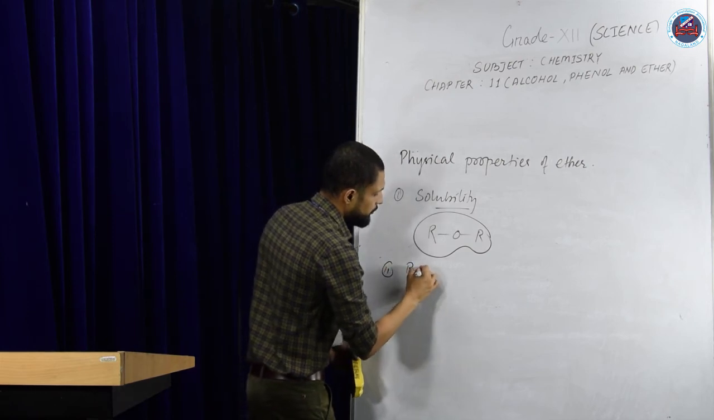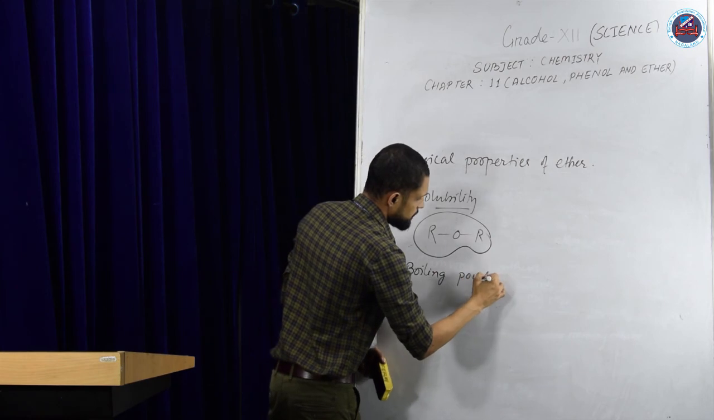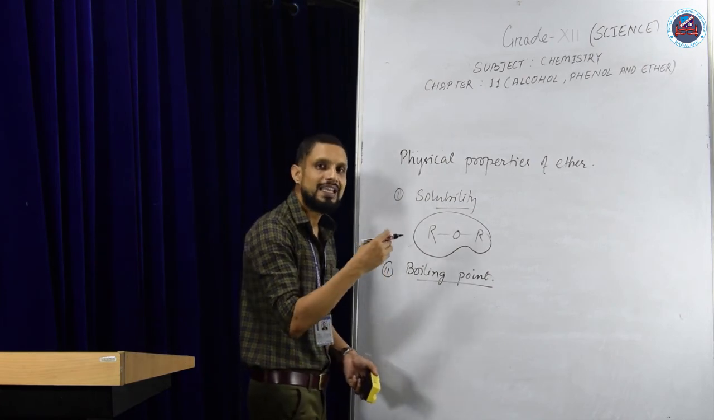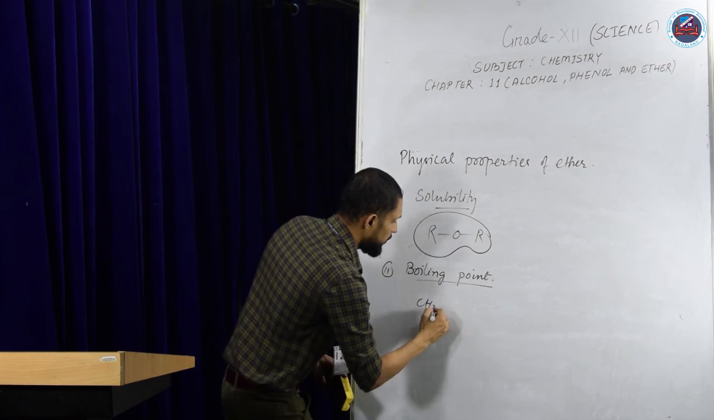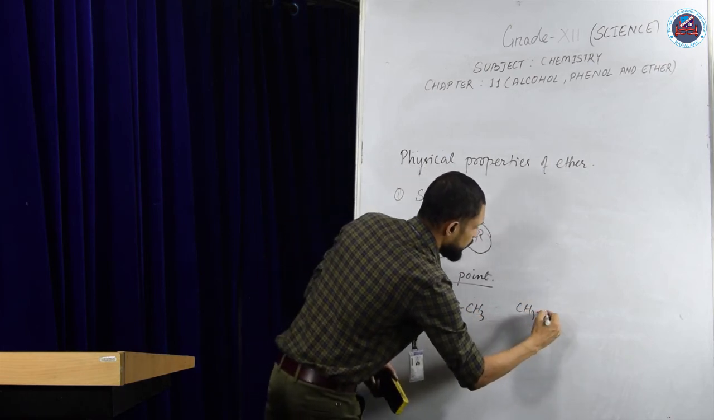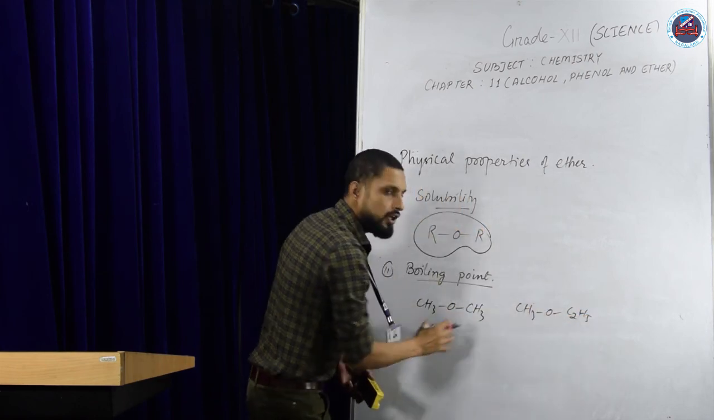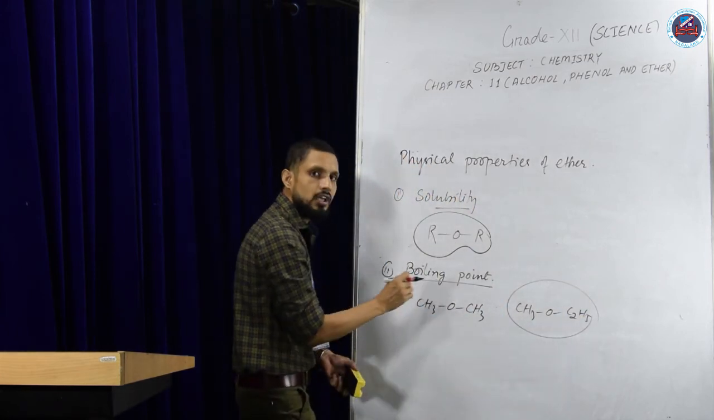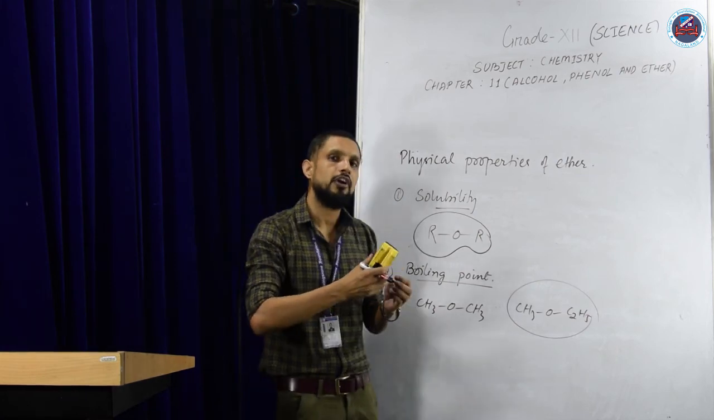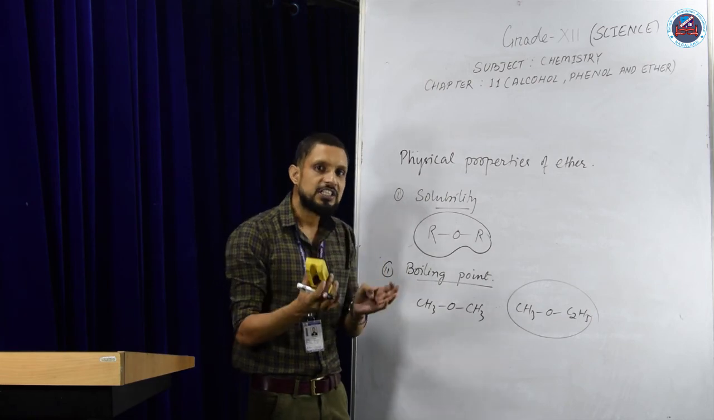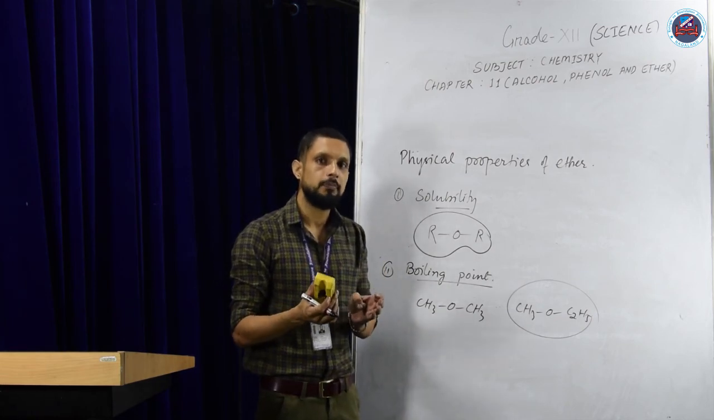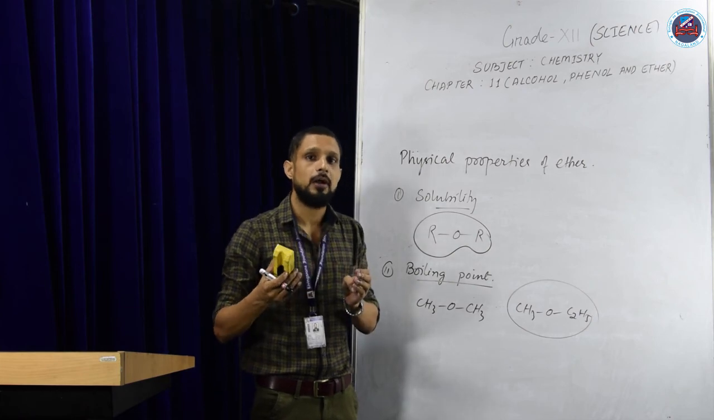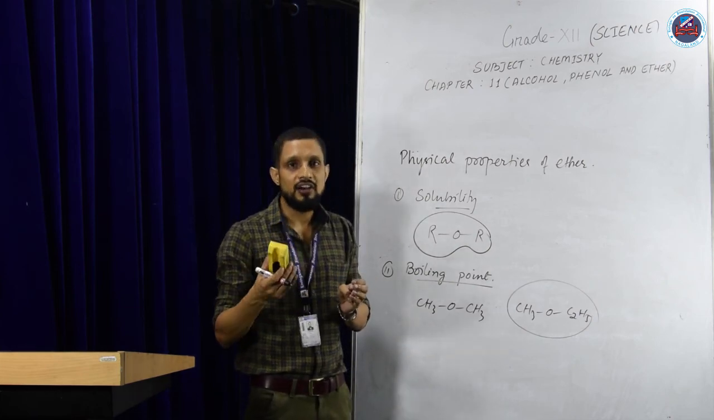Next, boiling point. For ether also, the boiling point will increase with the increase in size. If you compare CH3OCH3 and CH3OC2H5, the boiling point of methoxyethane will be higher than methoxymethane. Similarly, if we consider a series of ethers, the one having maximum size will have maximum boiling point. So you might be given different types of ether and asked to arrange them in increasing order of their boiling point or decreasing order of their boiling point.